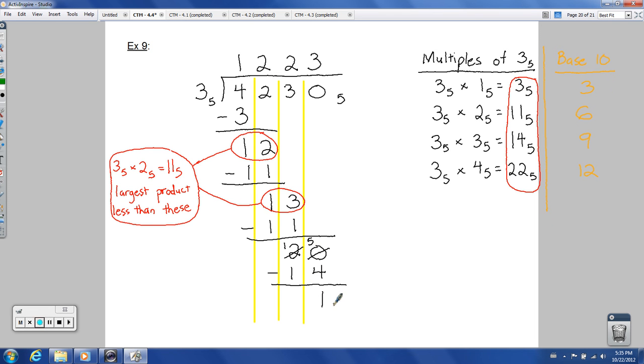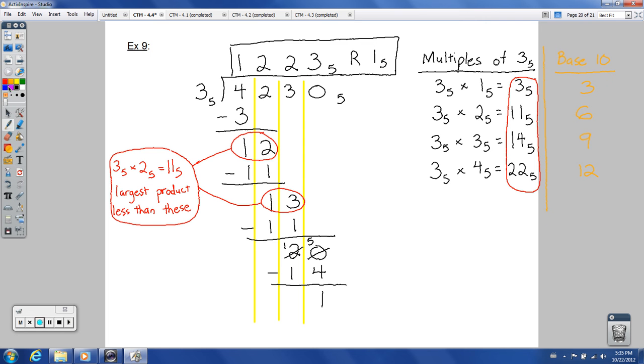So what's this going to be? My final answer would be this: 1, 2, 2, 3, base 5, with a remainder of 1 base 5. Now with these ones, we are definitely going to check our answers. There was a lot going on here.